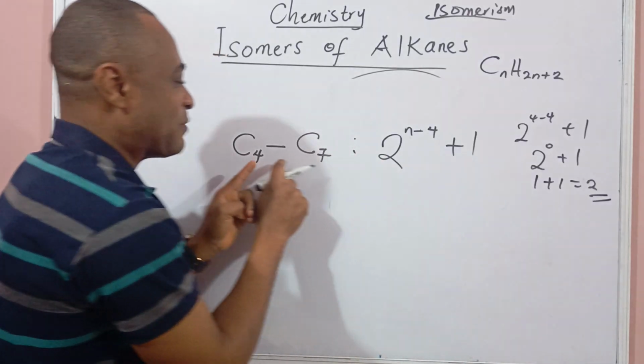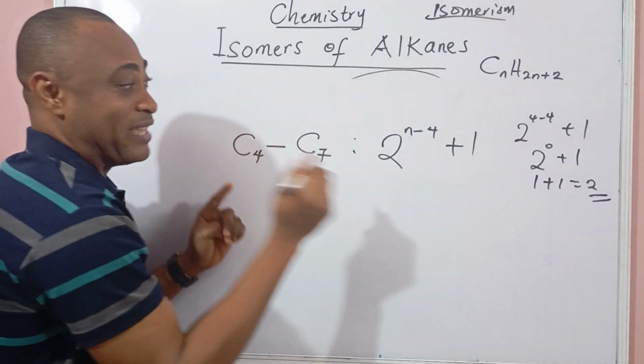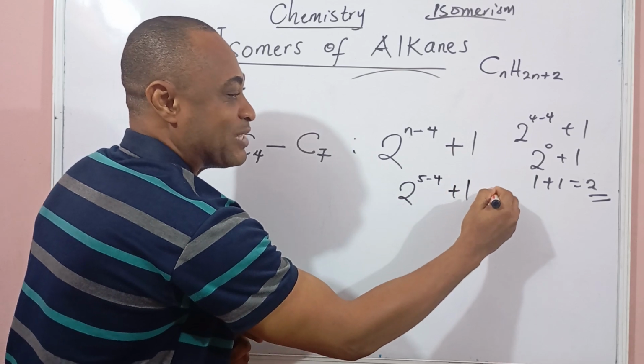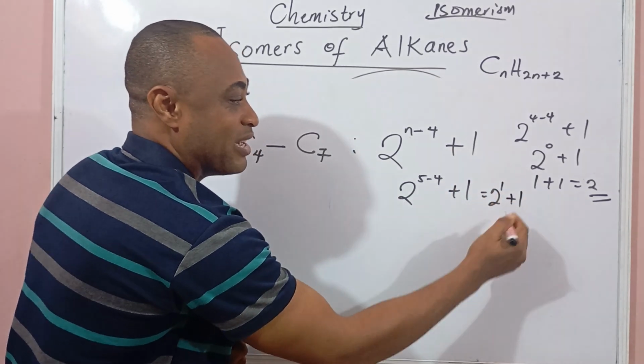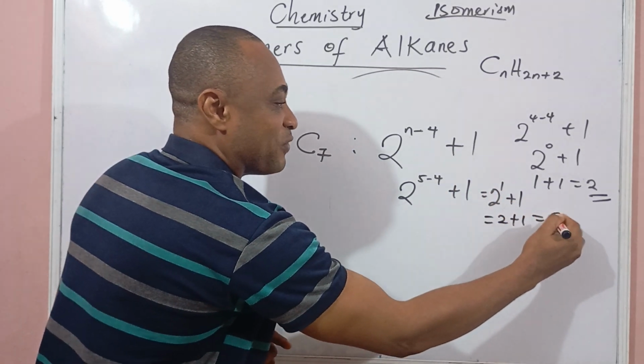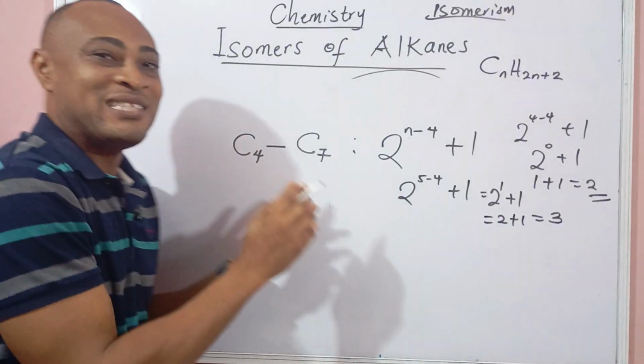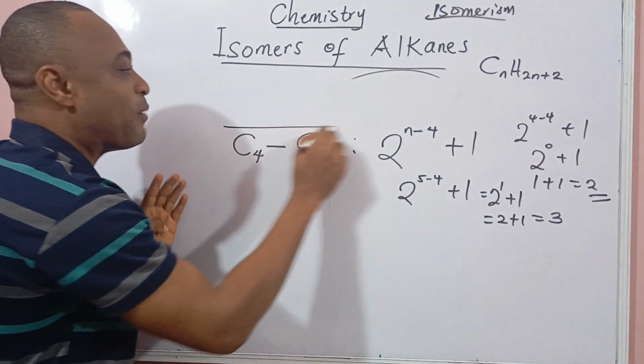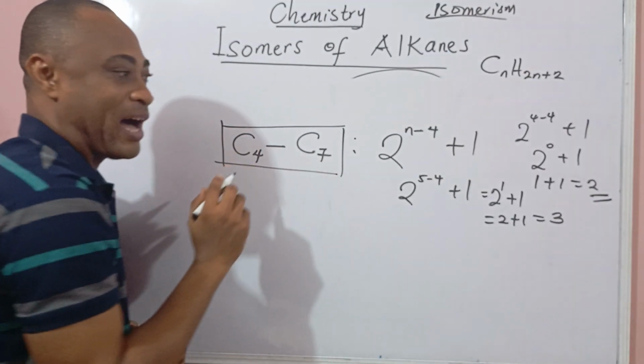If you want to get the isomers of the next member, that's what? Pentane. That's 2^(5-4) + 1. And that's 2^1 + 1. Giving me 2 plus 1, 3. Meaning that what? Our pentane will have 3 isomers. It will continue. But remember that the formula falls between carbon 4 to carbon 7.